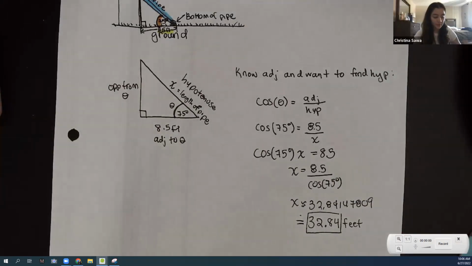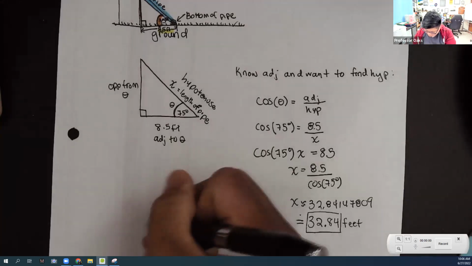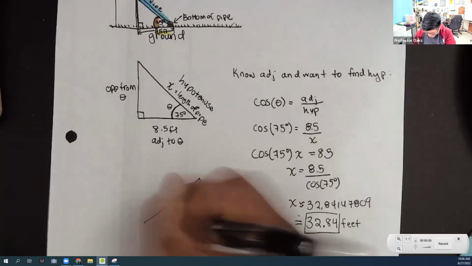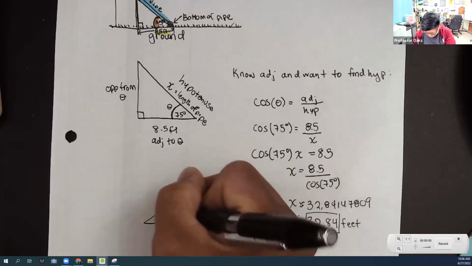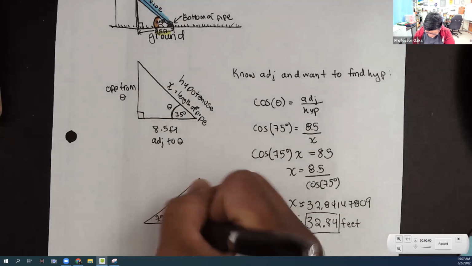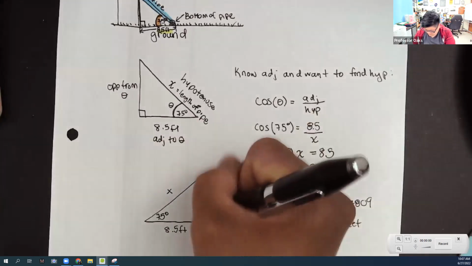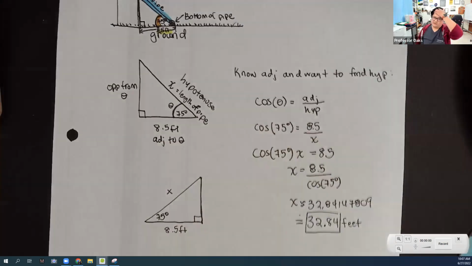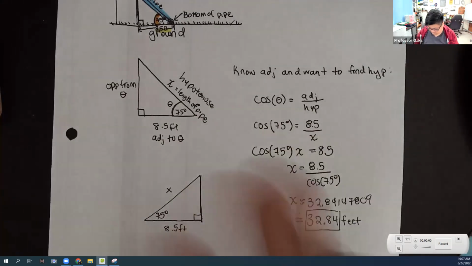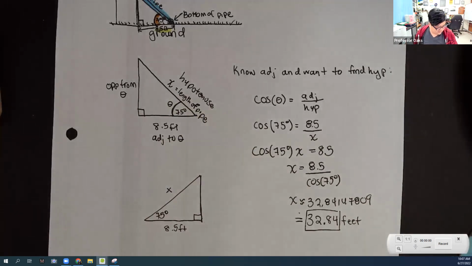No, it's simple. Okay, yeah. I will say that if you look in the book or somewhere else, they might actually draw the building over there, but then that would be the 75 degrees, and that would be the 8.5 feet, and that would be your X. It doesn't really matter if you move the triangle in the opposite direction, it would still be the same thing.